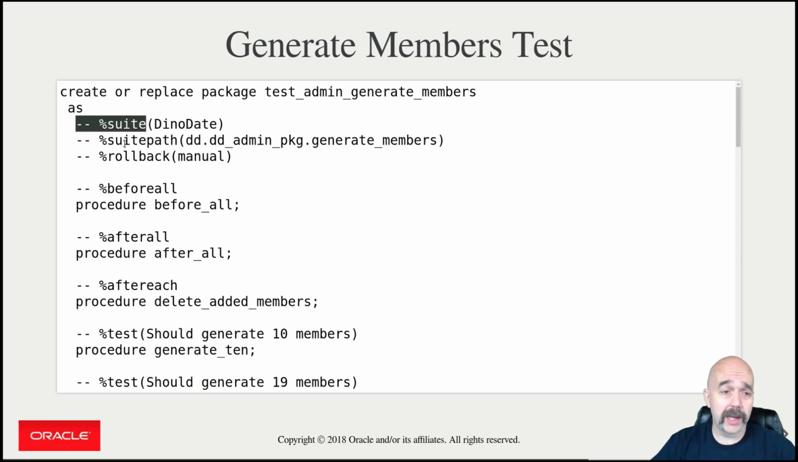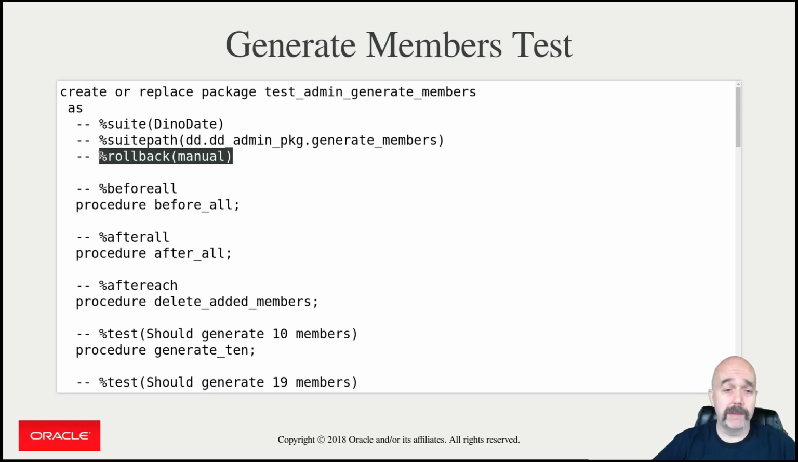This is just commented out annotations, so you can compile your code and the database will ignore it, but when you run utPLSQL, it will look for these keywords and do certain things based on what you put here. Another thing to note is this particular function has a commit in it, and if I don't say rollback manual, then utPLSQL is going to see that commit before I run it and go, you've got a commit in there, I'm not touching this. And so this is me saying, I know, I put it there, I take responsibility. If you don't have a commit, you don't need this.